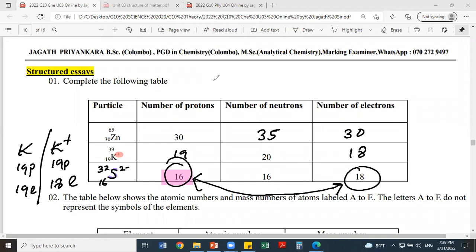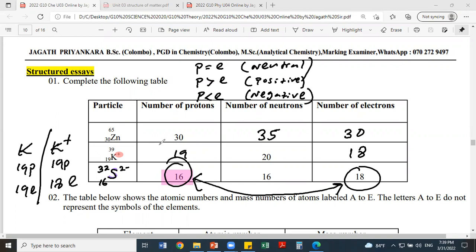If you can, copy this; I told you earlier also. If protons and electrons are equal in any atom, it is neutral. If there are more protons than electrons, it's positively charged. If you don't know, write it. If there are more electrons than protons, it's negatively charged. Is that clear?